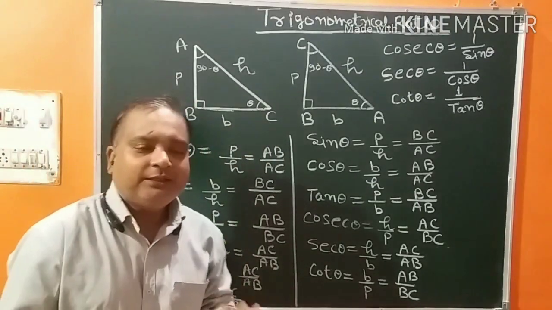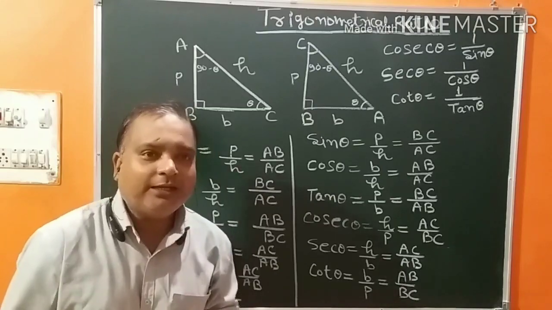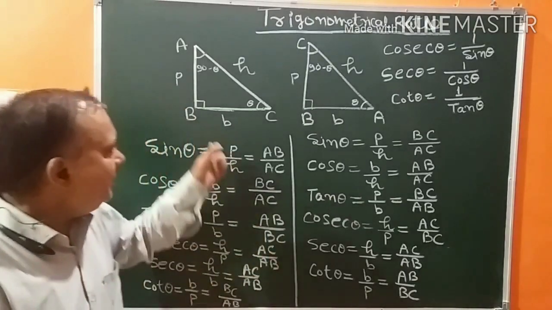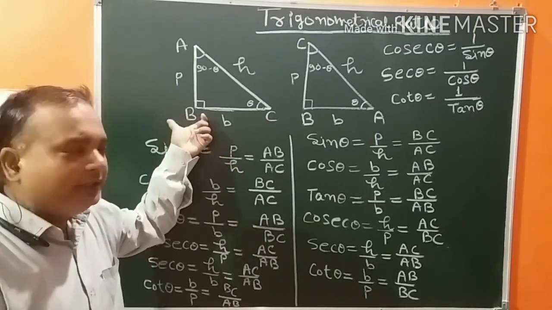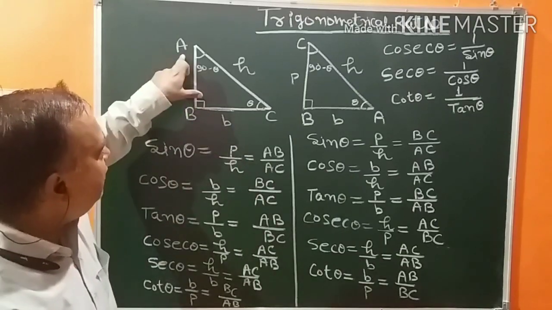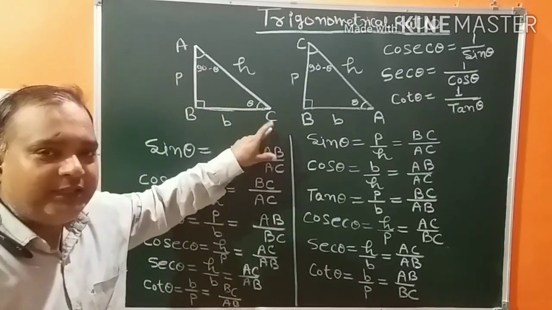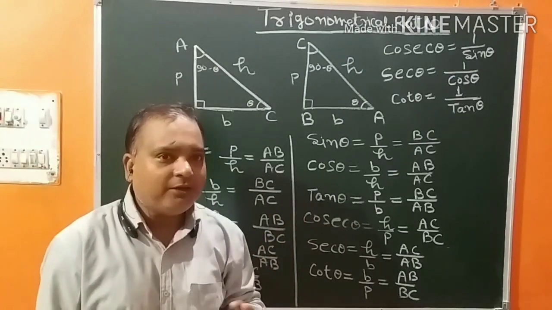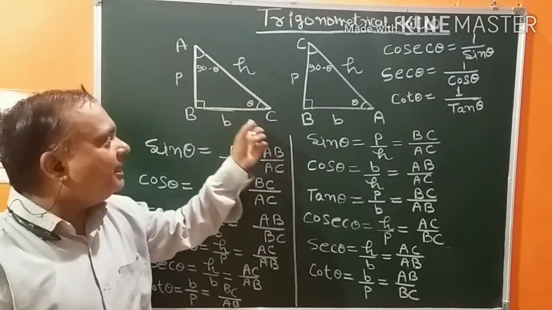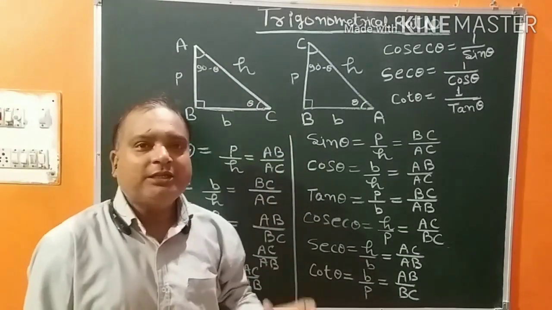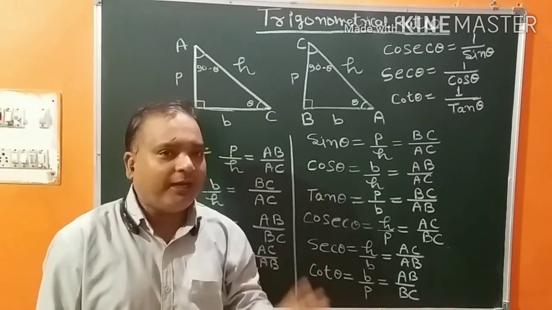Now we know that the sum of angles in a triangle is 180 degrees. So if angle B is 90 degrees, we can say the sum of angle A and angle C will be equal to 90 degrees, or angle A and angle C are known as a complementary pair of angles.